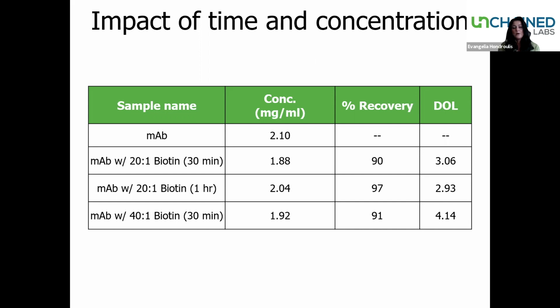Great. Now, what happens when we increase the incubation time? We have 20-to-1 Biotin now incubated for 1 hour. Here, we actually see less of a decrease in the concentration, a better percent recovery, 97%, and a degree of labeling of 2.39. Still close enough to that 3 that we're looking for. And then finally, we increased the amount of Biotin to 40-to-1 ratio and incubated that for 30 minutes. Here again, we see a percent recovery of around 91%, and the degree of labeling actually went up to 4.14.